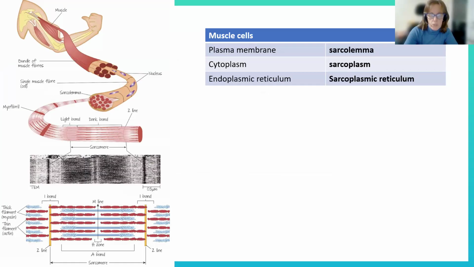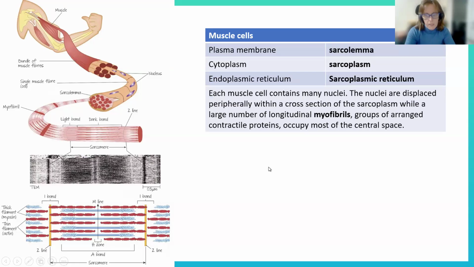They're very similar, they've got the same standard structure. They have a membrane, cytoplasm, endoplasmic reticulum, but we, unfortunately, to make life more difficult for ourselves, give them specialist names in muscle cells. Instead of the plasma membrane, we call it the sarcolemma. Instead of the cytoplasm, we call it the sarcoplasm. And instead of the endoplasmic reticulum, we call it the sarcoplasmic reticulum. So that's something to look forward to when we learn about muscles. They've all got many nuclei and a large number of myofibrils or fibrils arranged so that they can contract when the muscle needs to be made shorter.